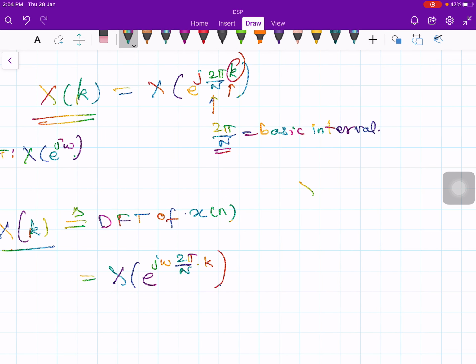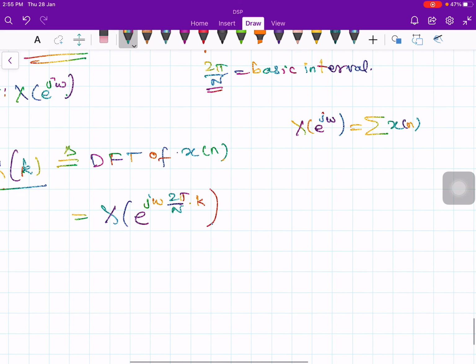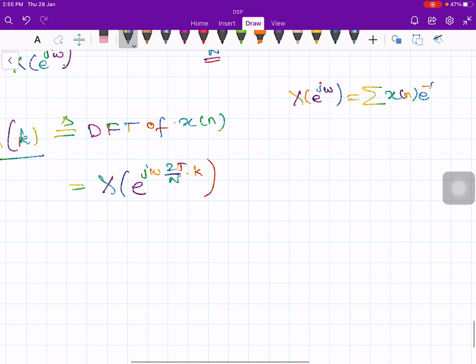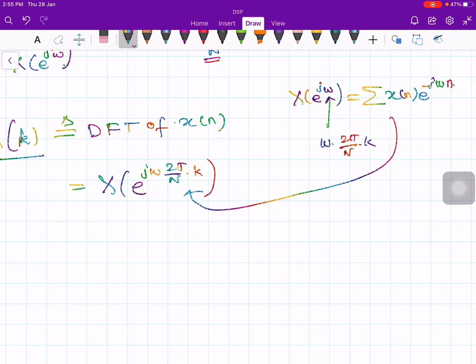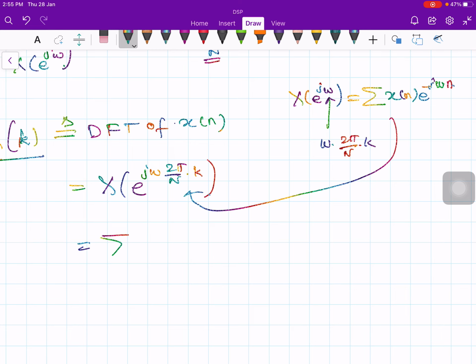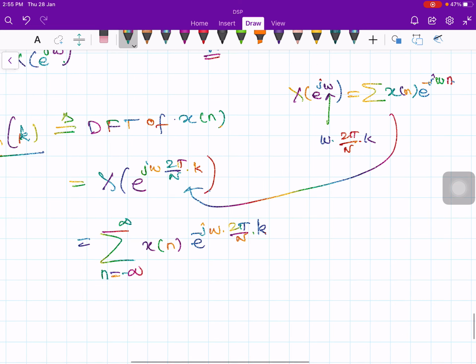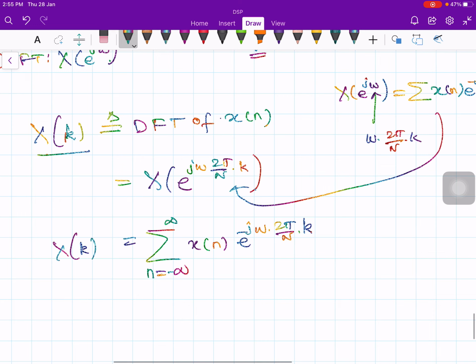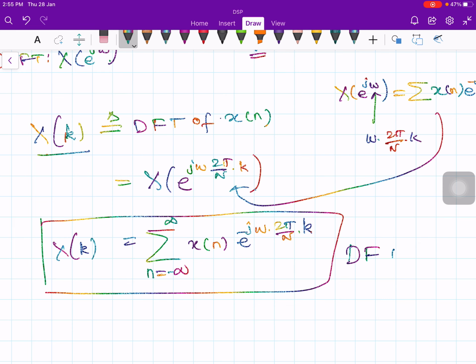So we know X of e to the j omega by definition. What is that? Summation of x of n e to the minus j omega n. Now you replace this omega by 2 pi by capital N times k. Therefore, you will get this one. So this is going to be summation of x of n, don't disturb, e to the minus j, omega replaced by 2 pi by capital N times small k, n. And of course, the limit is from minus infinity to plus infinity. So this is the definition of DFT, discrete Fourier transform.